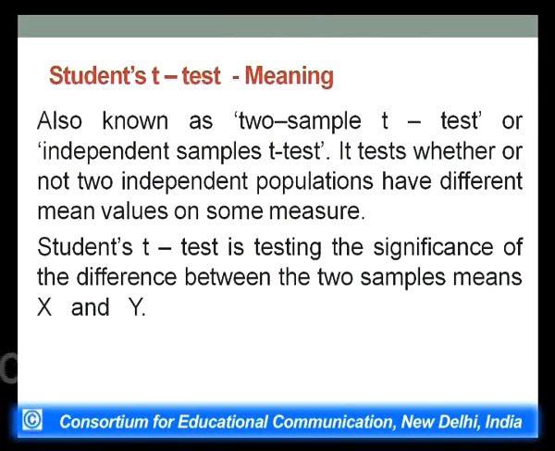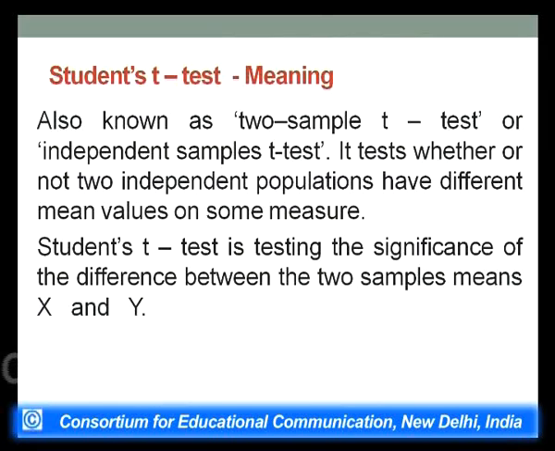It is on the basis of the sample which you are using that it has been renamed. Now, what is the important thing in this? It tests whether or not 2 independent populations have different mean values on some measure. Means if you have 2 independent populations and their mean values, average by using arithmetic average or whatever you have worked out, whether these values are matching or not matching.